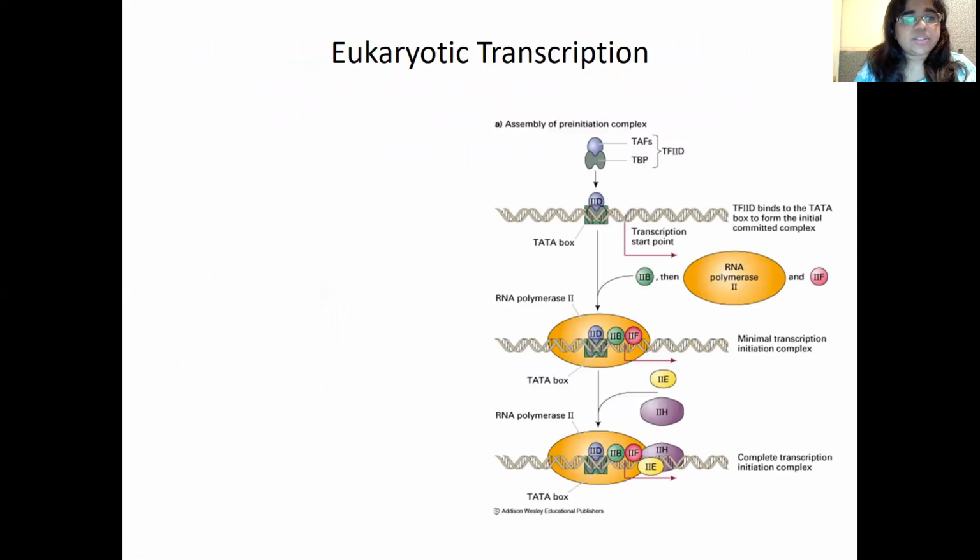With eukaryotes, there's a whole lot of things going on. It's the same three steps: initiation, elongation, and termination. In initiation of eukaryotic transcription, you start off with a sequence, I guess a box, to kind of bind to this TATA sequence.